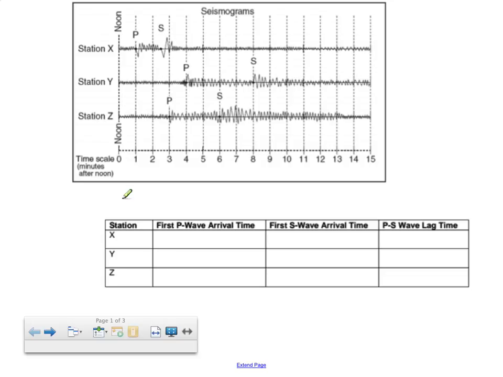About 30 more seconds because it doesn't take that long. Aaron, for station X, what is the first P wave arrival time? What time, Jamia? 12:01. Notice this says time scale minutes after noon. Noon is here. The pre-wave starts right here. So what time is it? 12:01.